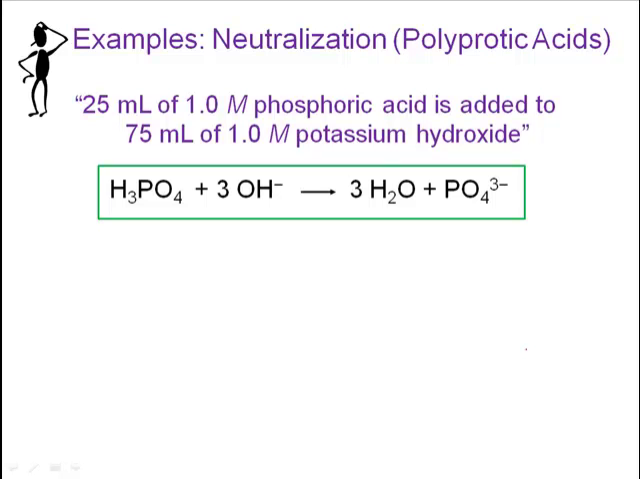Yeah. So if we had a different ratio, like, correct. Exactly. Yeah. If the molarities were also different numbers.